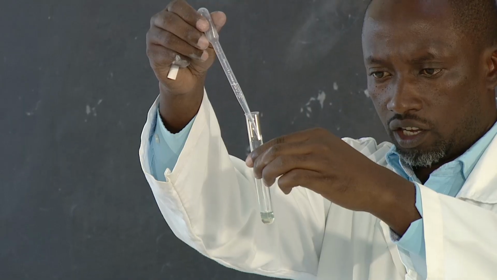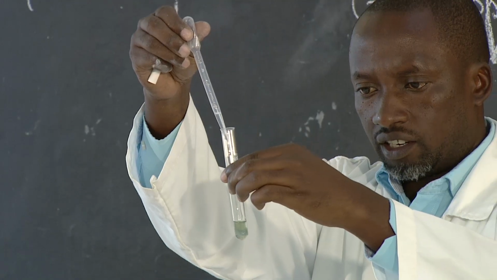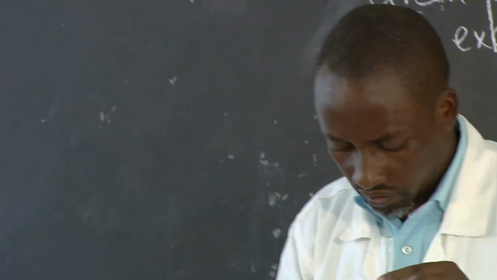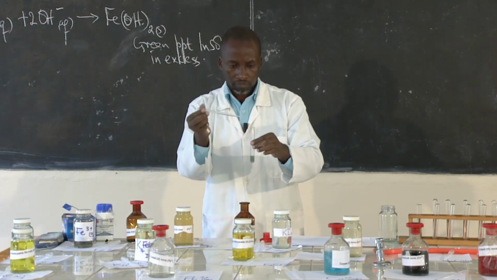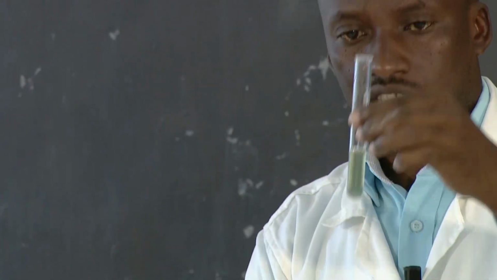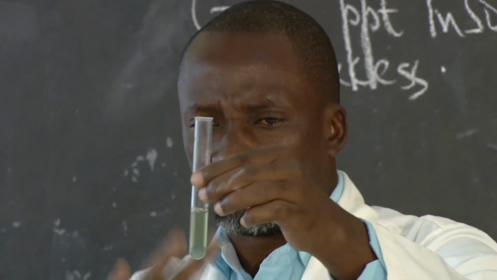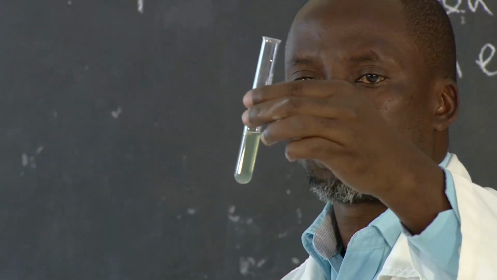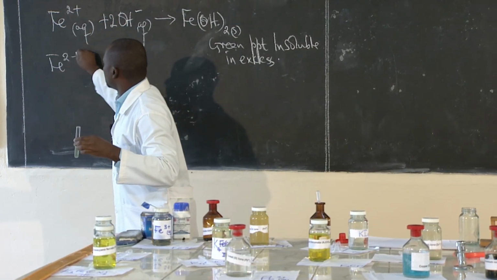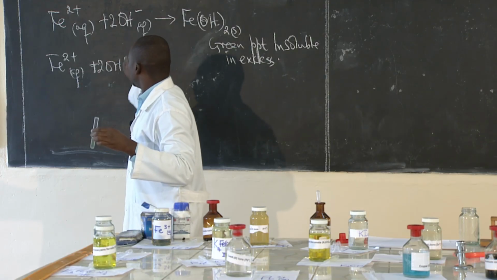Are you seeing what is happening? Is there any difference? I think there is no difference. This is a few drops, so I can add excess. So it's the same, a green precipitate. In most cases, we call it dirty green because it doesn't look clean. So it's the same reaction. Iron 2 ions are reacting with the hydroxide ions, the same hydroxide ions.